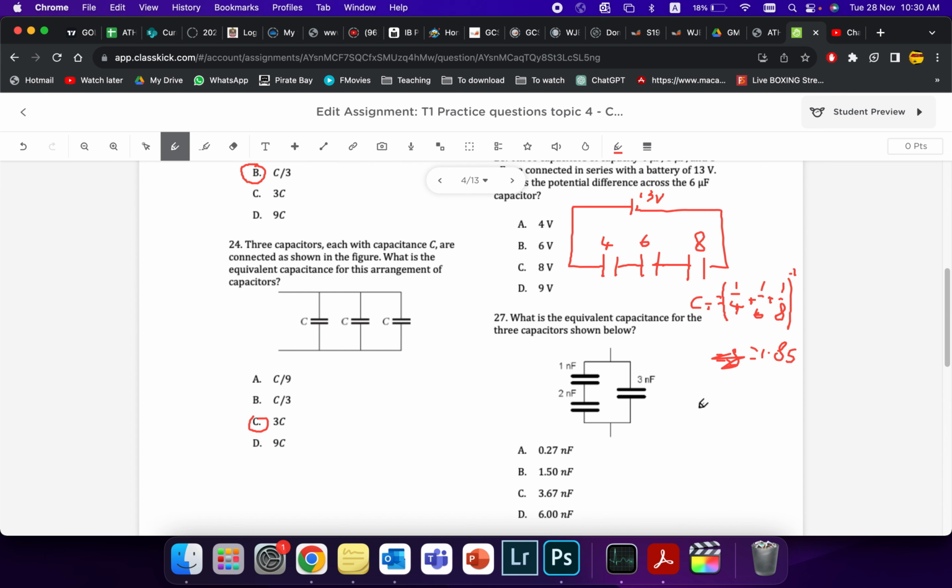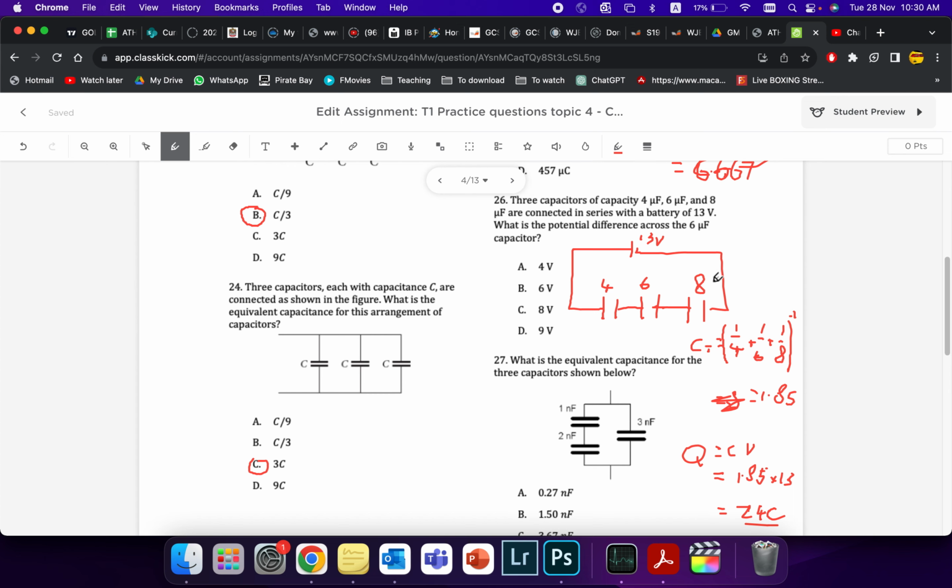Okay, I can find the charge, Q equals CV. I will do 1.85 and multiply that by the voltage, which is 13. 1.85 times 13, I will get 24. This is where the 24 comes from. I remember solving it earlier. 24 coulombs of charge.